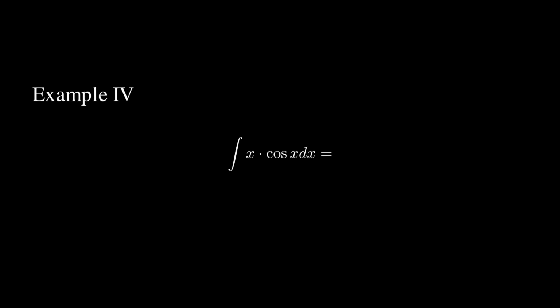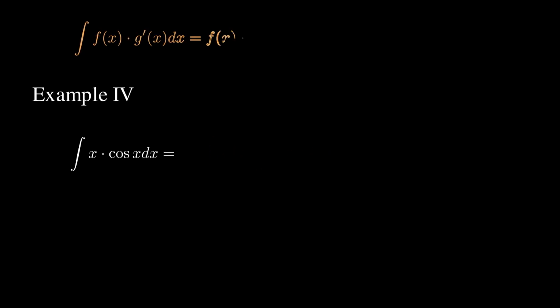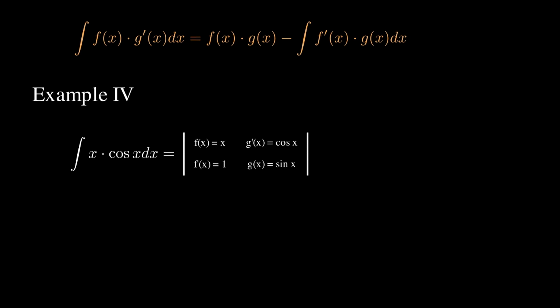Now we have to integrate the product of functions. We can simply separate them. This approach only works with real numbers, not functions. Therefore, we must utilize the formula for integration by parts. Let's designate f as x and the derivative of function g as cosine x. Then we also need to determine the derivative of f and the integral of g prime. The only thing left is to substitute these functions into the formula.